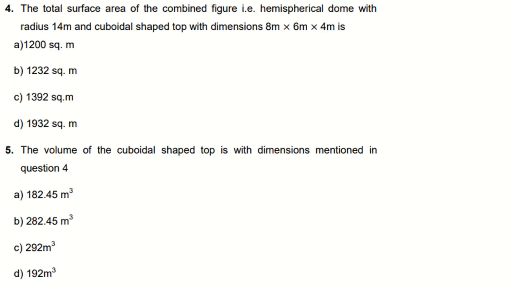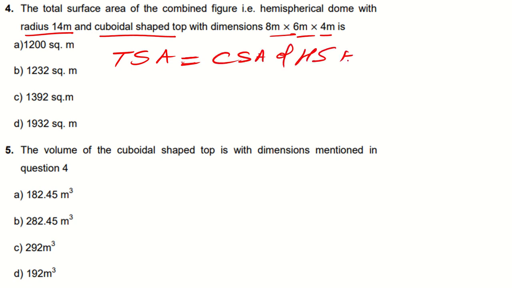Next is the total surface area of the combined figure, that is the hemispherical dome with radius 14 meter and the cuboidal shaped top with dimensions length, width, height. Here you need to apply some mind, because everything is not visible to us. So first of all, the curved surface area of the hemisphere plus the surface area of the cuboid.